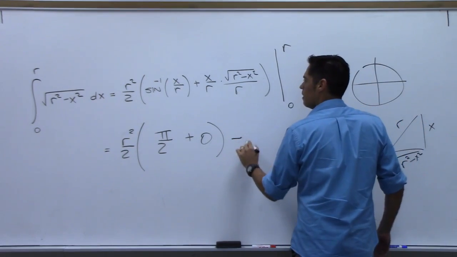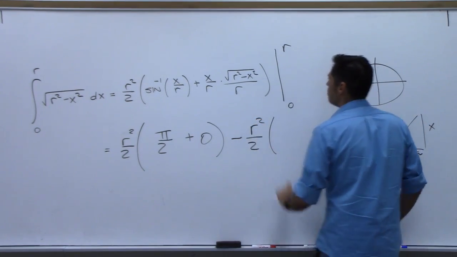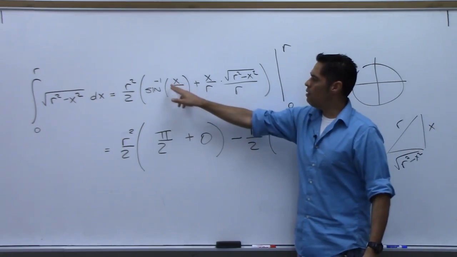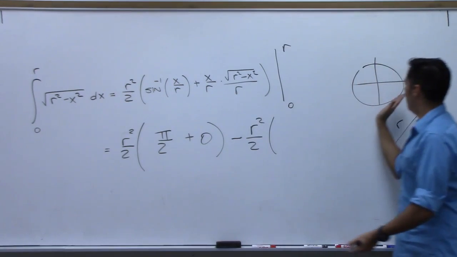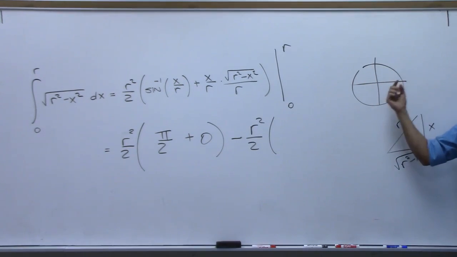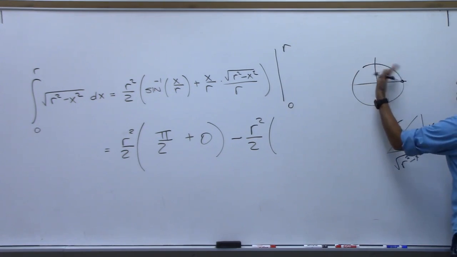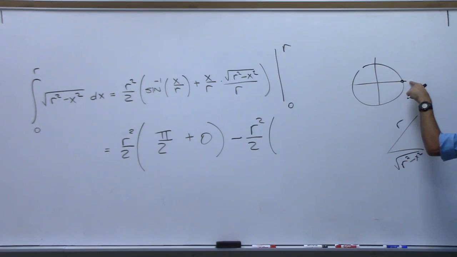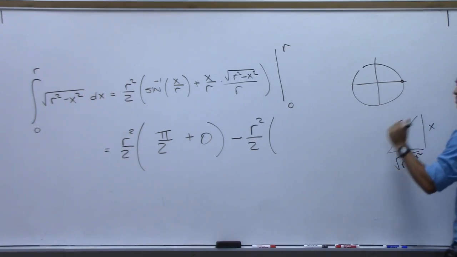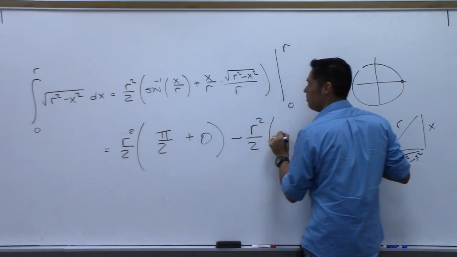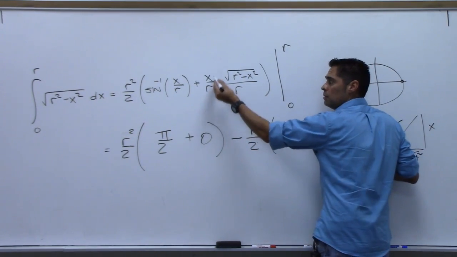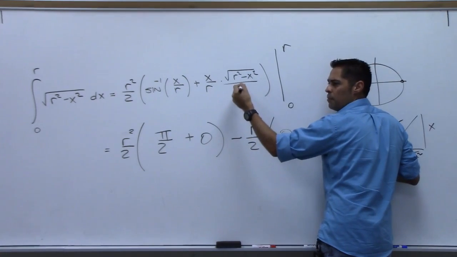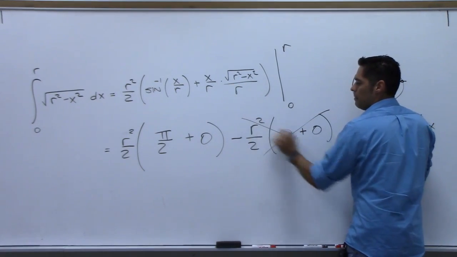Minus, now R squared over 2 again, and now let's plug in 0. 0 over R, 0. Arc sine of 0. So where on here is your y coordinate 0? What's the angle that gives you a y coordinate of 0? 0. So arc sine of 0 is 0, plus 0 over R, 0, and then this doesn't matter anymore, right? So all of that doesn't matter.